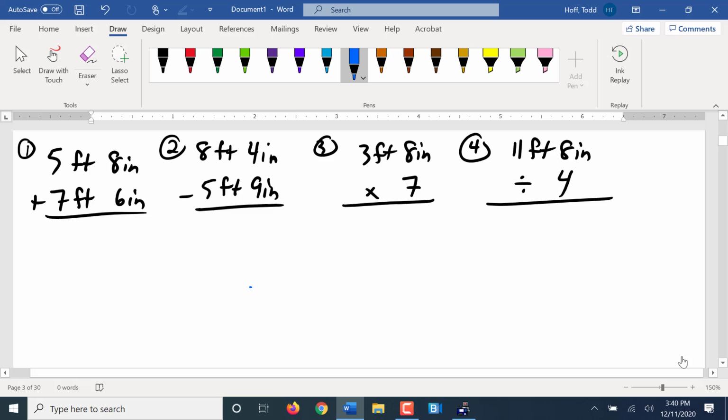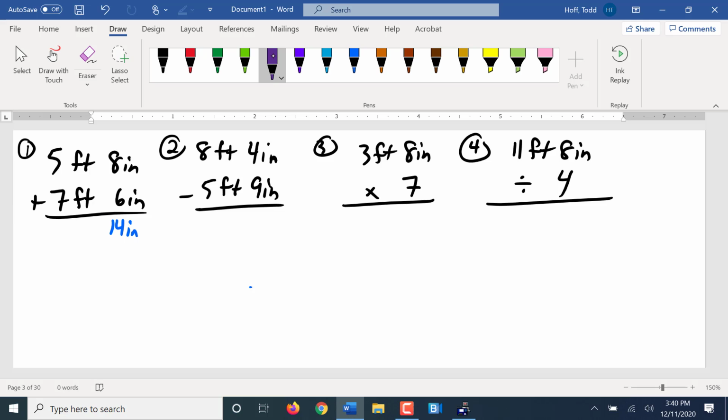So for the first one, what's 8 inches plus 6 inches? 14 inches. Just like whole numbers, we start at the end and we work our way back. Now 14 inches, of course, is 1 foot 2 inches. So we keep the 2 inches and we carry the 1 foot. 1, 5, and 7 make 13 feet. So 13 feet 2 inches. Any questions on that one?